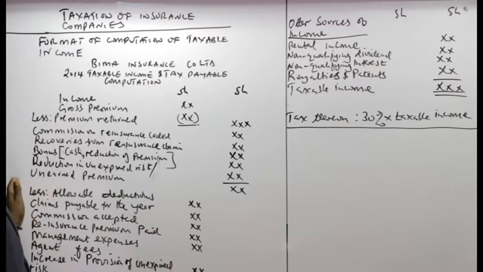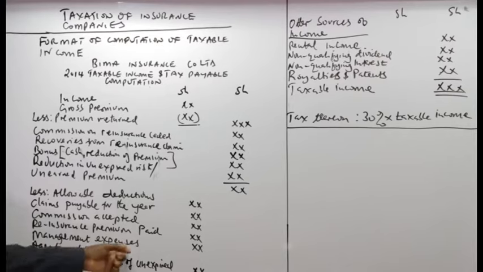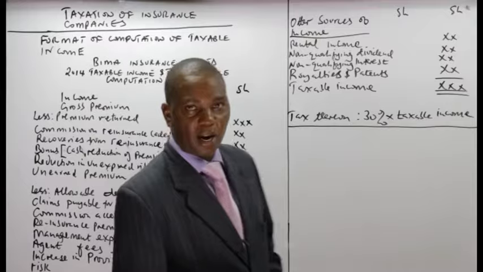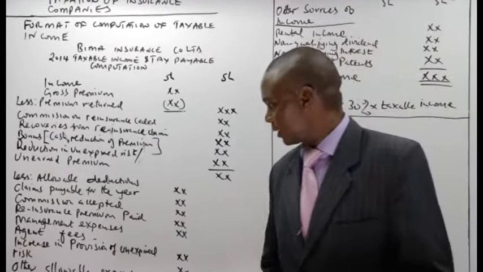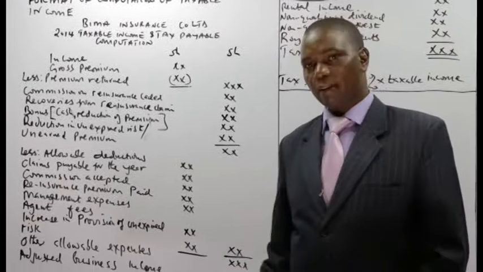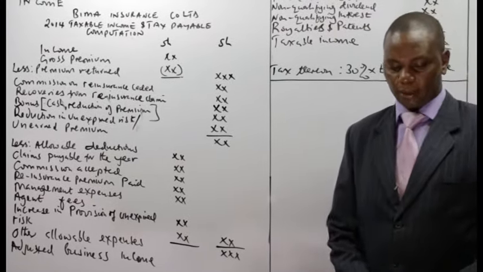So generally, this part forms the allowable deductions against the taxable income which is received by the insurance company. Claims payable for the year, commission accepted, reinsurance premiums paid, the management expenses, agent fees and commissions, the increase in provision of unexpired risk, and all other allowable expenses. So then once we deduct that, we will have what is called the adjusted business income, just like for any other business.